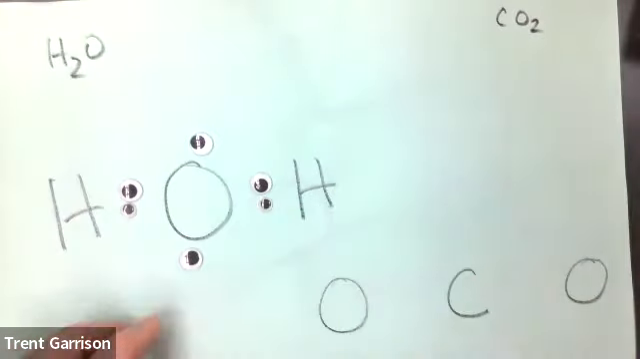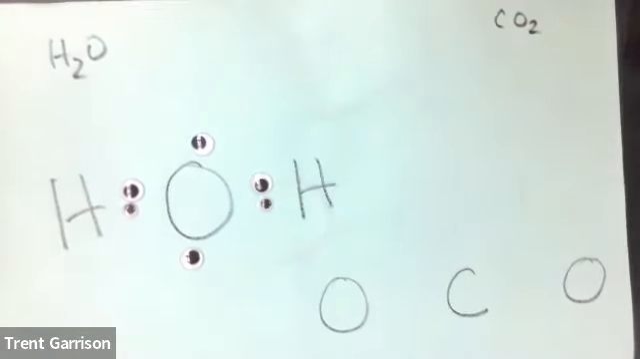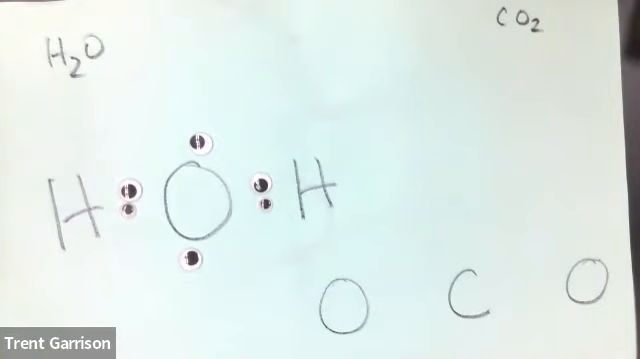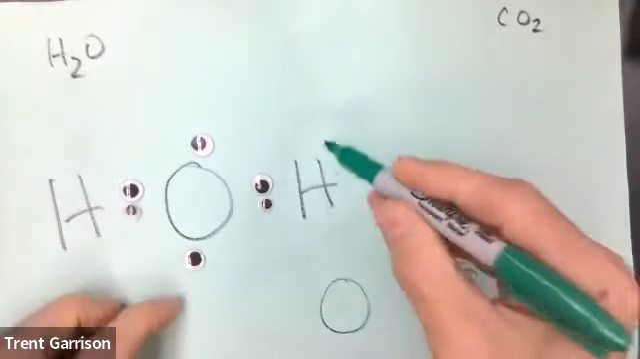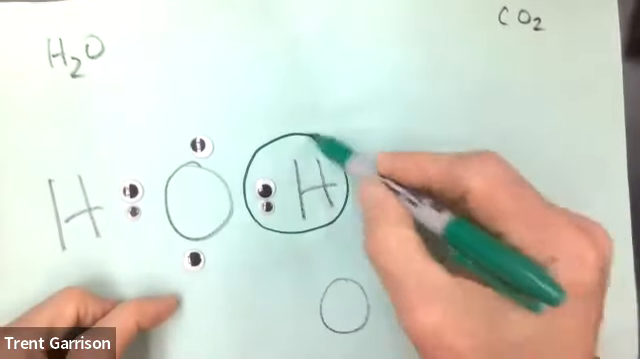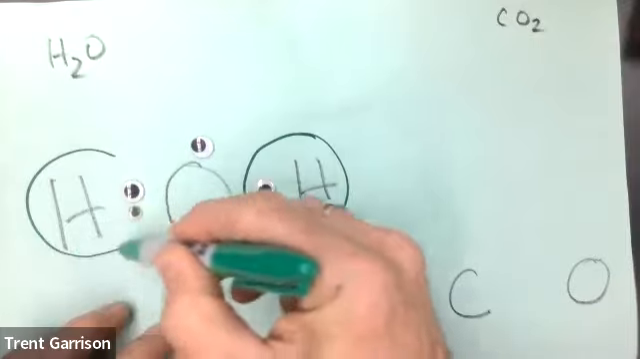So if I were to look at this model, what I would see is that I have achieved a stable octet around, stable duet around the hydrogen. So I'm going to circle those to represent the fact that it is satisfied.